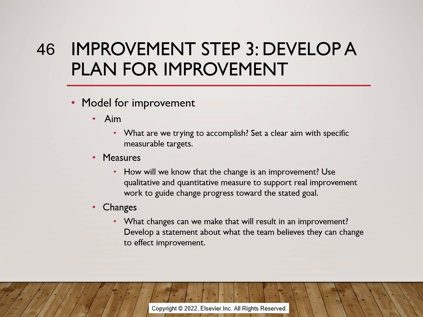So, the model for improvement. What are you trying to accomplish? It should be clear, almost like a PICO statement. What do you want to do? Be specific. How will you know that the change is an improvement? Use qualitative and quantitative measures to support the improvement and work as a guide to change the progress toward the goal. And then, what changes do you want to make that will result in improvement?